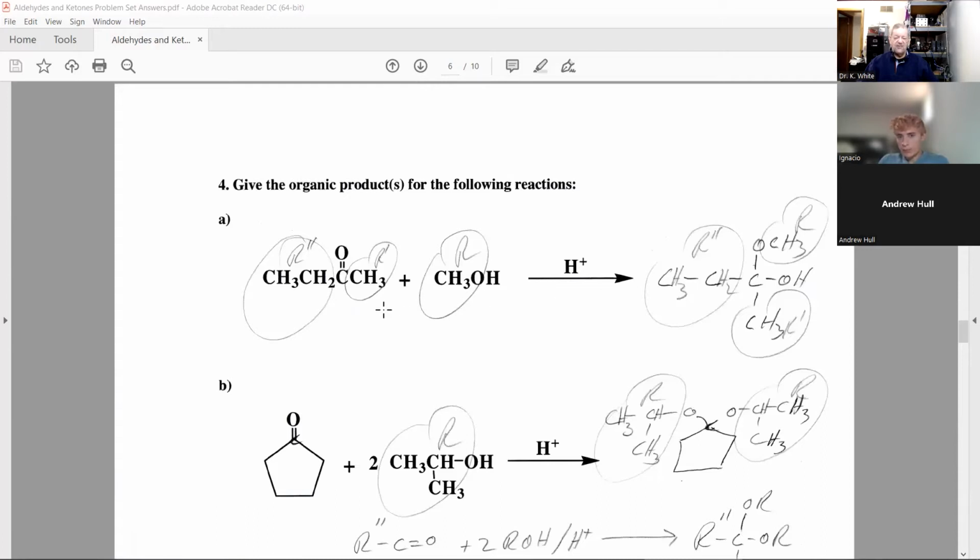And if you have a ketone, same thing, carbonyl, carbons here and here, alcohol, acid catalyst. Keep your eye on this carbon. What's attached to it will be attached to it. R prime and R double prime. I have an OH and OCH3 because it's my R group.